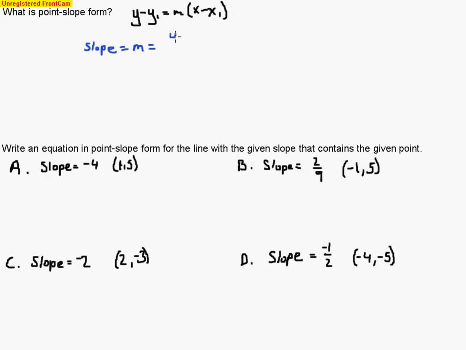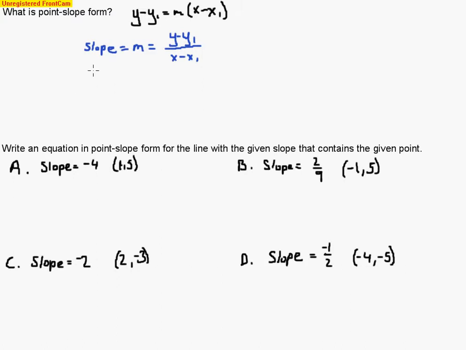Well, when we're concerned about slope, we're concerned about how much we have to go up or down before we're concerned how much we have to go left or right. So that's why the y's are always on top, and we put the x values on the bottom. And so there's our slope formula.